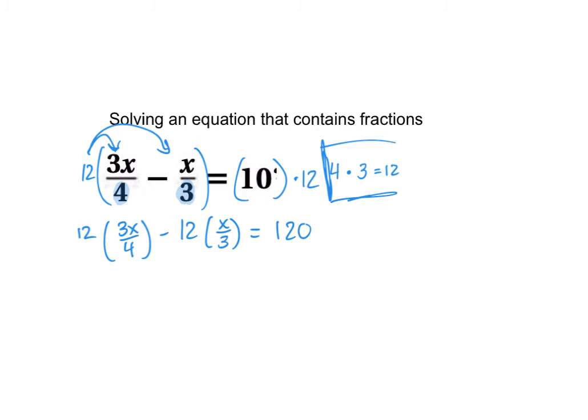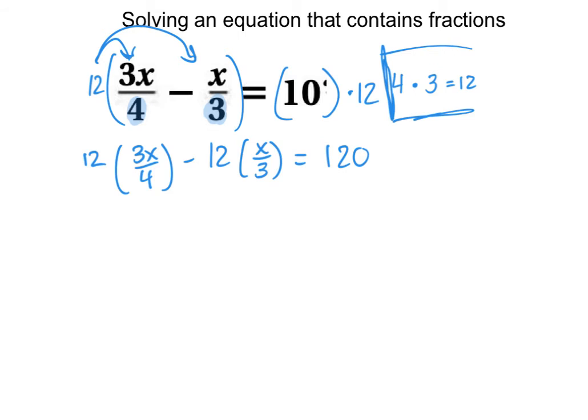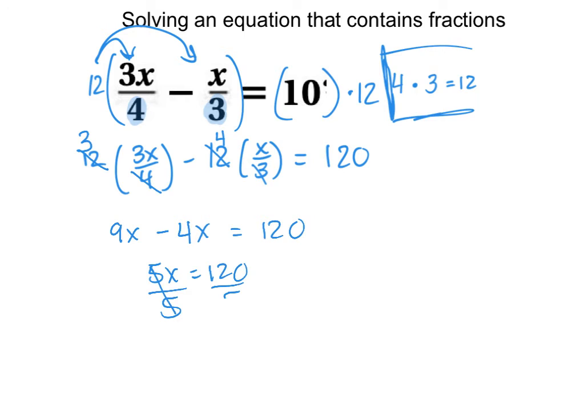Now we want to actually cancel some stuff out. So 4 goes into 12 3 times. So we've got 3 times 3 times x, which is 9x. Then this is going to cancel with this, which is going to give us 4. So we've got minus 4x equals 120. This becomes 5x equals 120. Then we divide by 5 from both sides, and we end up getting x equals 24.